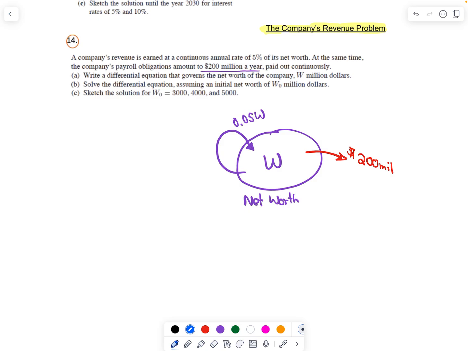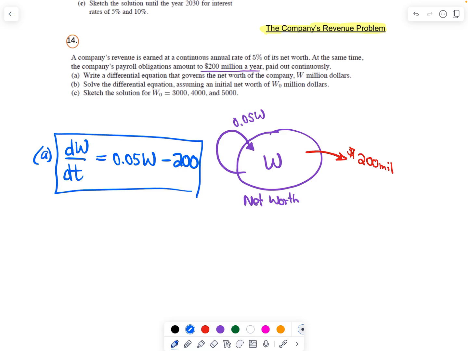Part A says, write a differential equation that governs the net worth of the company. So with that picture, we know that the change of the net worth with regards to time is 0.05 W. That's what's coming in, but minus 200 million. And in this case, our dt, time, would be in years. That's our differential equation, and that's part A.